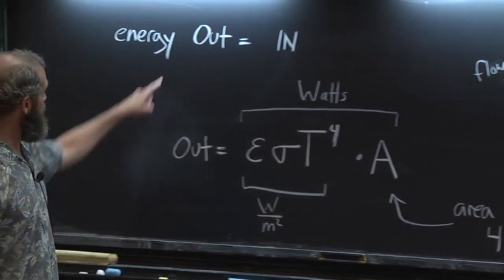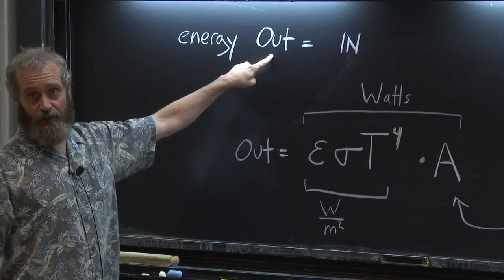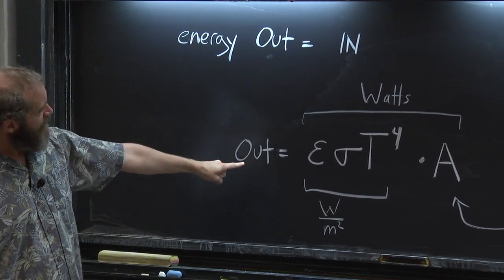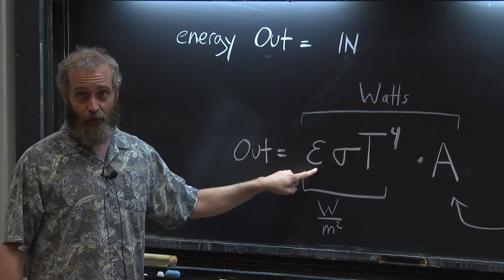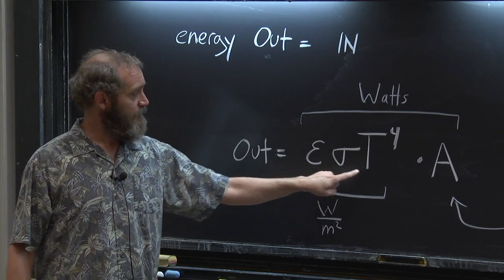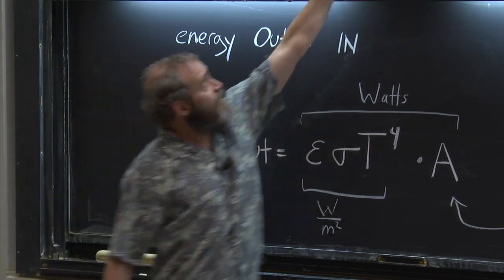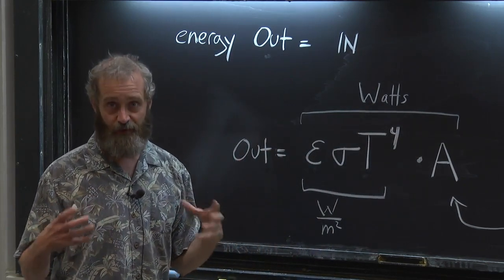So we're looking for the condition where the energy in is equal to the energy out. And so we'll look at this in pieces. The energy going out, you now know, is given by the Stefan-Boltzmann formula, epsilon sigma temperature to the fourth, where the temperature is the temperature of the Earth, and we're assuming for now that it's all the same temperature because it's a very, very simple model.